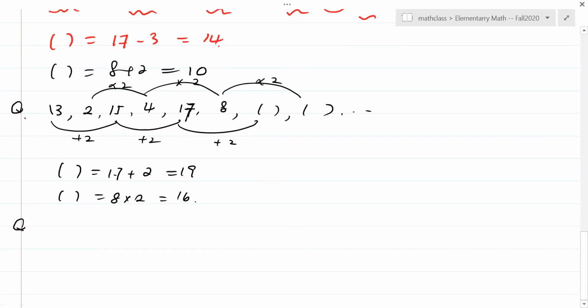Okay. All right, so let's try another one. So we have 9, 6, 10, 18, 11, 54, and then we have two missing numbers. Okay? Can you figure out the pattern?